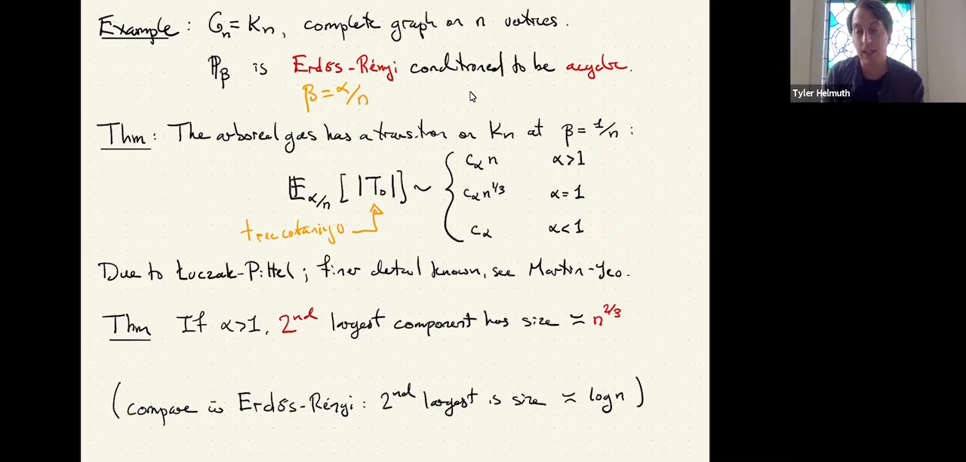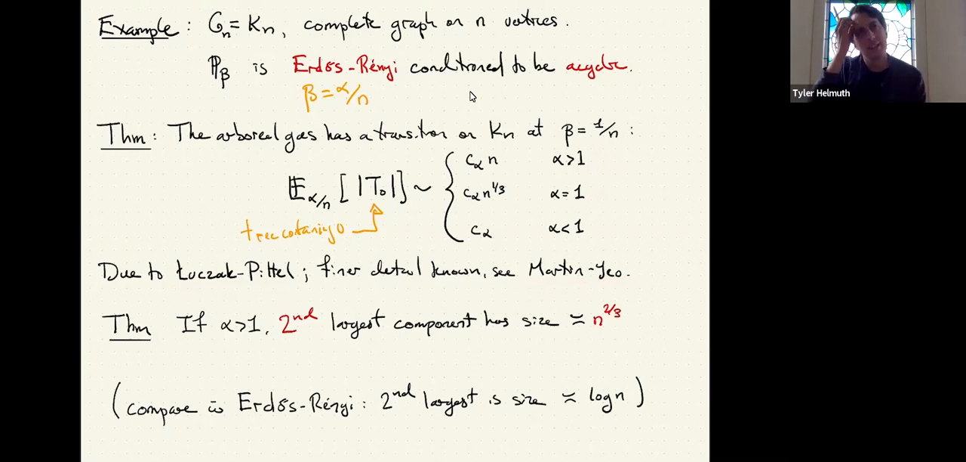So this theorem is not our theorem. It goes back a way to Wuchek and Patel. And there's much more known about this, actually. There's a paper by James Martin and Dominic Yeo that gives very delicate properties of what happens exactly at the critical point. So they sort of classify the scaling limit of the cluster sizes.